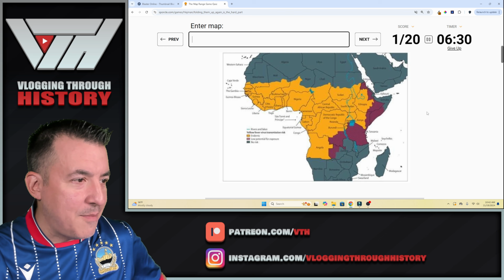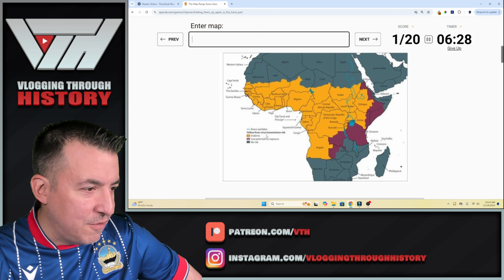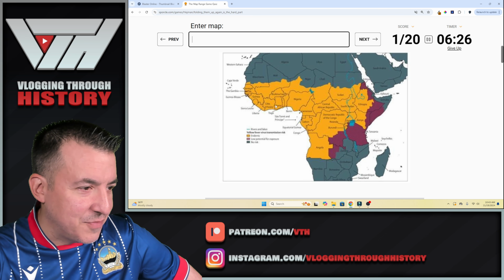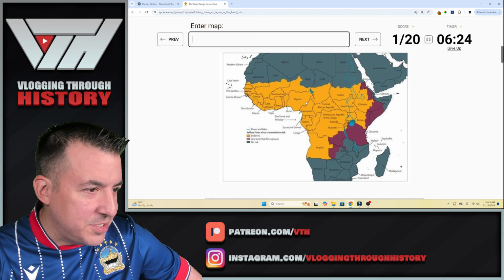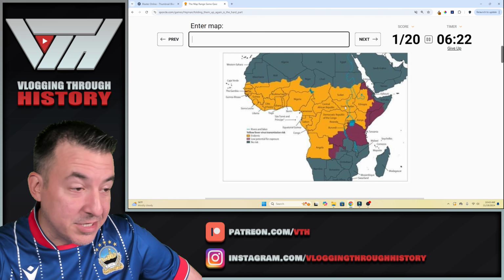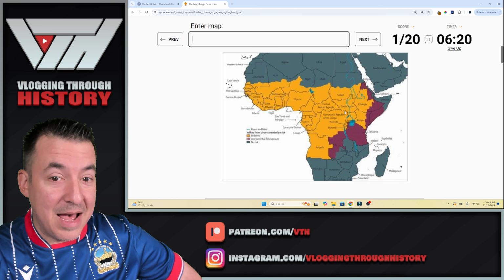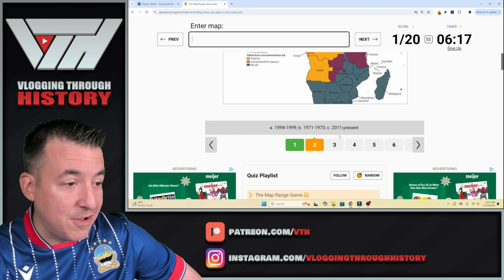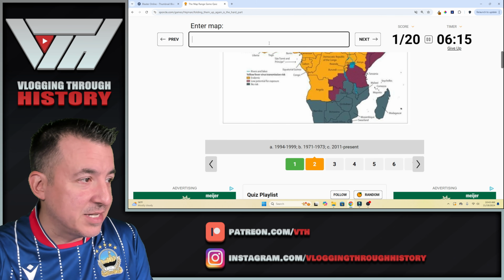Okay, we're looking at a map of Africa. Yellow fever virus transmission risk. Nigeria, Central African Republic, Sudan. Oh, there's South Sudan. So this is a very recent map because South Sudan hasn't existed for that long. So that's got to be C, 2011 to the present.